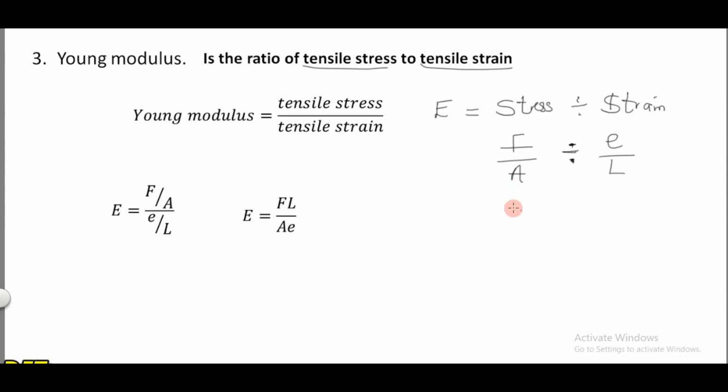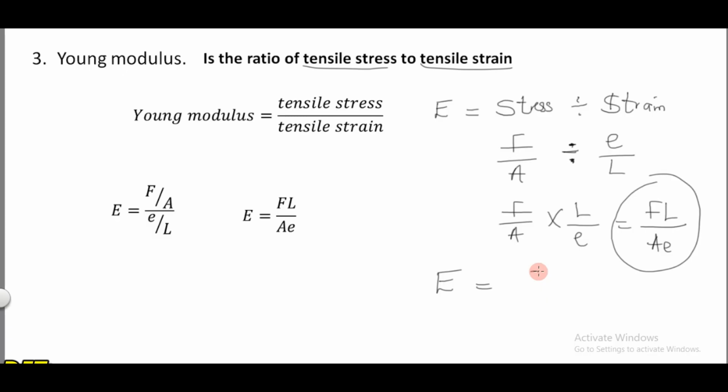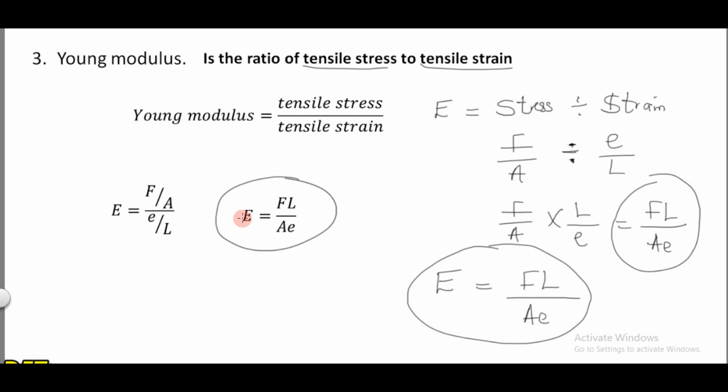So in mathematics, if I turn this division sign to multiplication, I will have to invert this fraction. So that will be F over A times L over e. So F times L over A times e gives me AE as the denominator. This is my formula for Young modulus. Young modulus is equal to force times length over area times extension. This formula is very important.